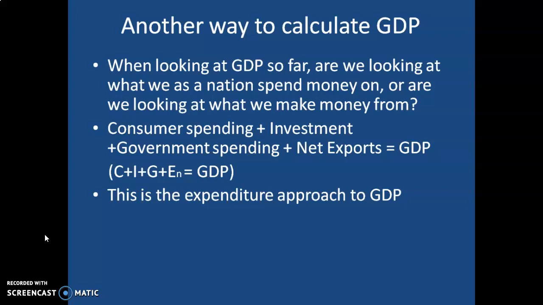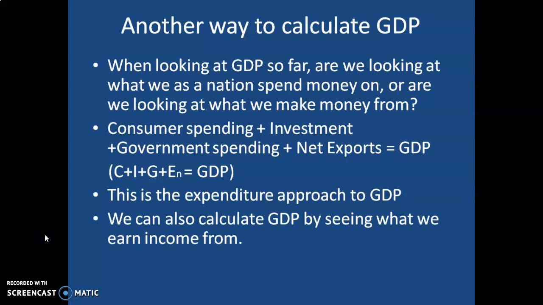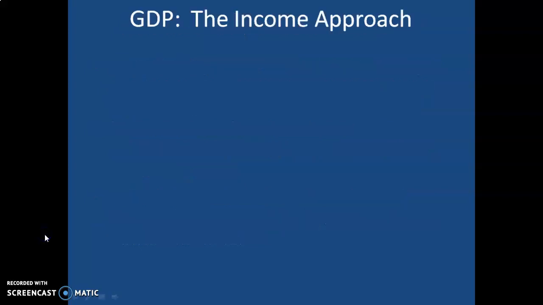Again, this is looking at GDP based on what we spend our money on. But we can also calculate GDP by seeing what we earn our income from. So this is kind of the opposite way of looking at GDP and the money that is included in GDP. So what I want to do today is take a look at the income approach to GDP. Thus far we've been looking at the expenditure approach. So the income approach is a little bit more complex than the expenditure approach.